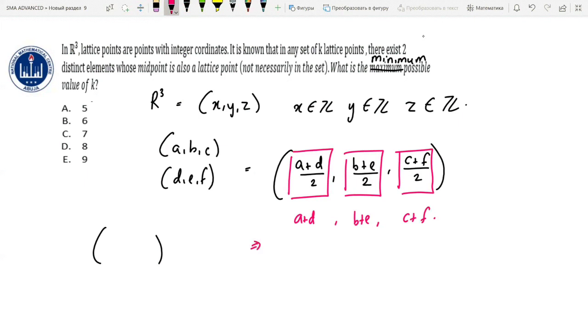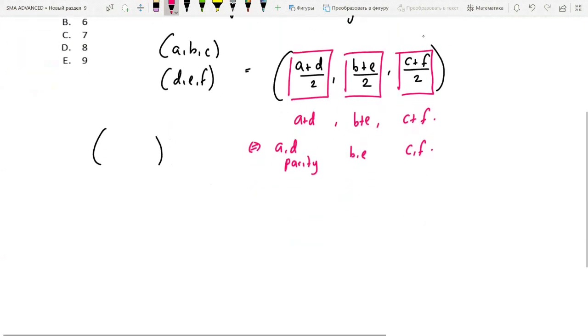So that can translate to A and D having the same parity. Parity just means even or odd. Like A and D are both even, or both odd. That's what having the same parity means. B and E also have the same parity, and C and F also have the same parity. So this question is really pointing to the pigeonhole principle, and from these observations, we will now be able to deduce what exactly we have to do.